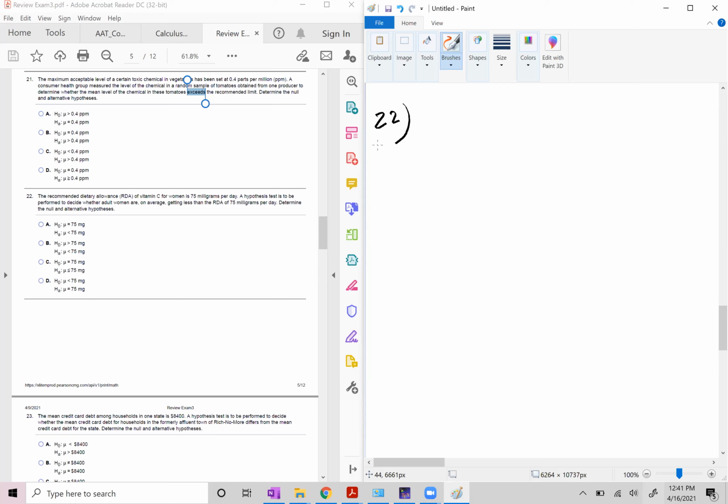The recommended dietary allowance, RDA, of vitamin C for women is 75 milligrams per day. So this is the recommended amount. Okay, so I need to write the null and the alternative. So the recommended mean amount is 75 milligrams per day. I don't need to worry about the null too much, right? The alternative is the one that changes everything, right?